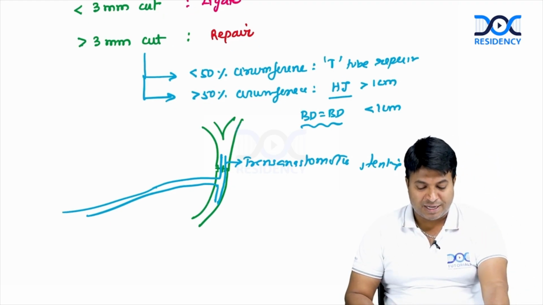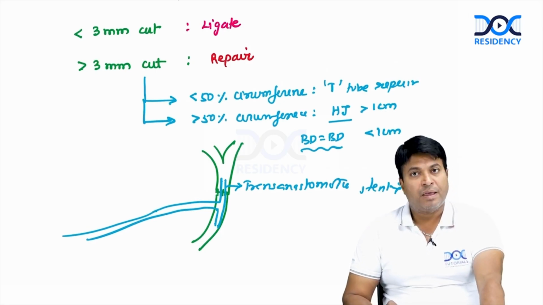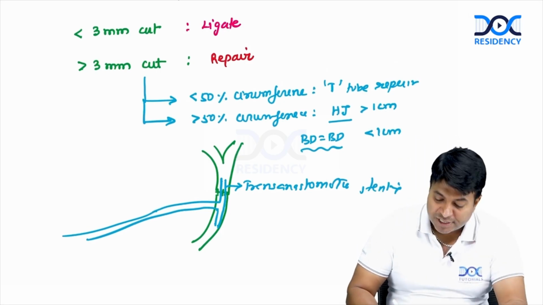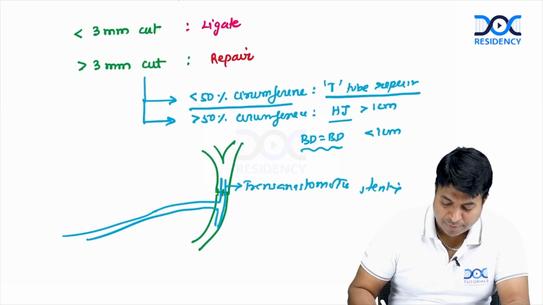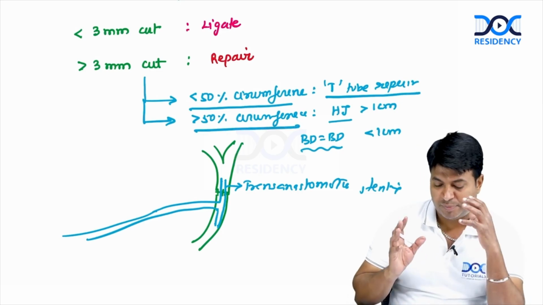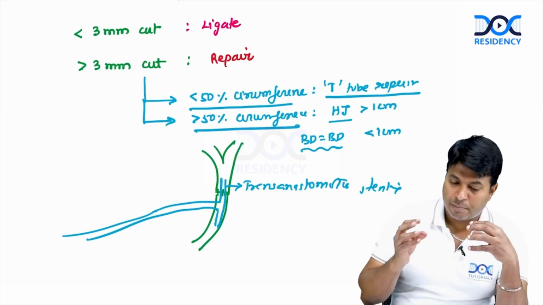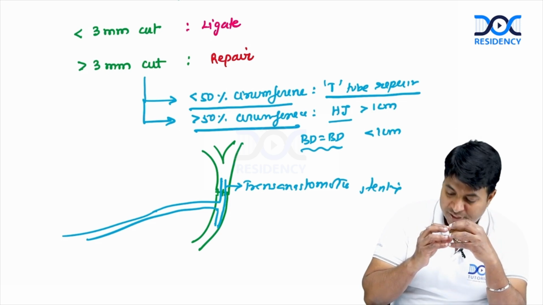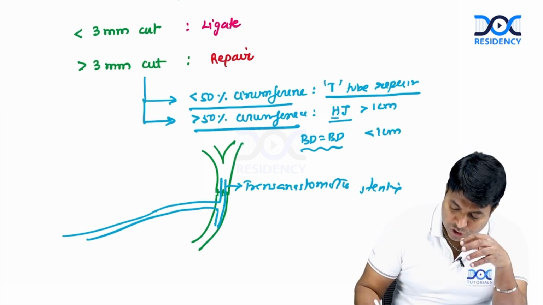Please remember, less than 3 millimeter cut, ligate. More than 3 millimeter cut, you have to repair. If it is less than 50%, do a T-tube repair. More than 50% circumference, we have to do anastomosis. Bile duct to bile duct, if the distance is less. If the distance is more, I have to go for a hepaticojejunostomy.